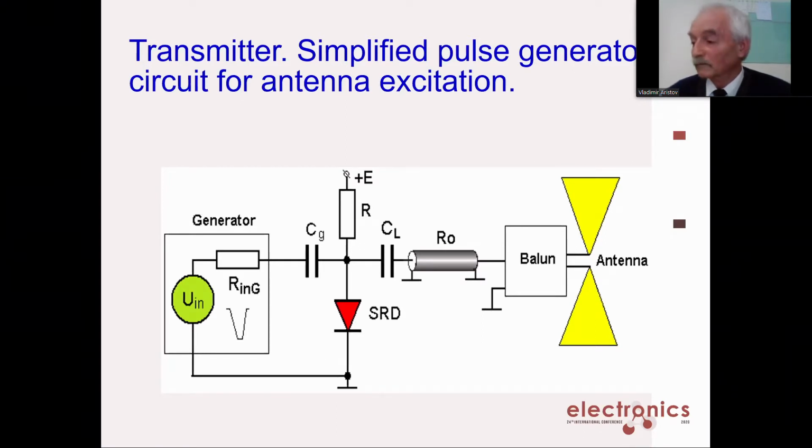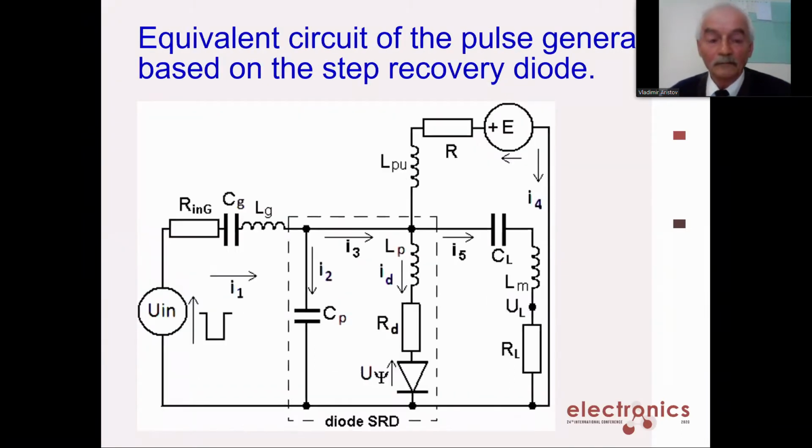The generated pulses with a steep front enter the antenna. The probing pulse is formed by the antenna. The circuit works with pulses of picosecond duration in the frequency range. This corresponds to frequencies of units and tens of gigahertz.